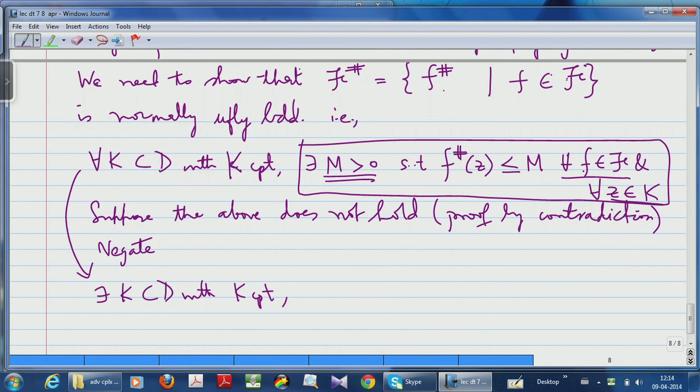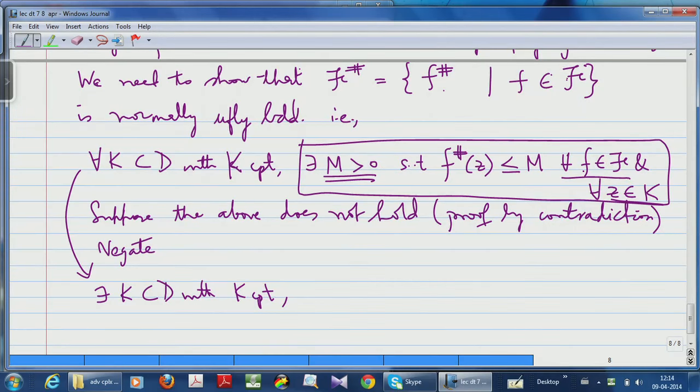So look at the original statement. For every k in D with k compact, this is the rest of the statement. The statement is that for every f and for every z, I can find an m such that the spherical derivatives of f at z are all bounded by m. So this "there exists m greater than 0" upon negation will become "for every m greater than 0". And this "for every small f" will become "there exists small f", and this "for every small z" will become "there exists a small z".